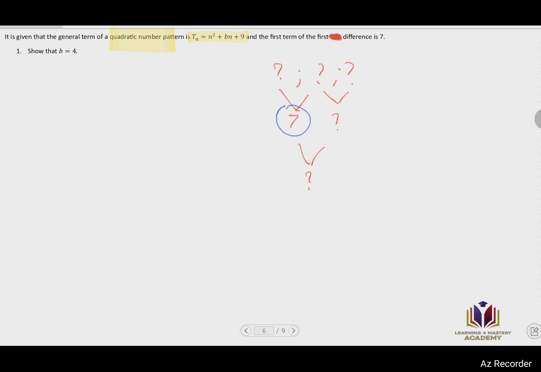They said the first term of the first difference is 7, right? We know that the first term of the first difference is equal to 3a plus b, right? So we're going to use that to calculate this. So we're going to say our 3a plus b is equal to 7. However, we have a problem. We don't know the value of a, right? But the value of a is not that big of a deal.